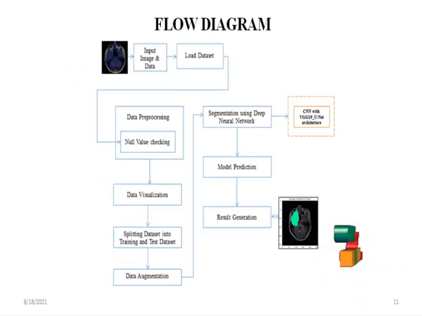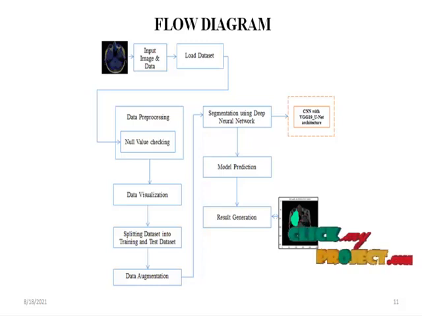Now we are going to see the workflow of the process. So this is the flow diagram. First, we take the input image and the dataset of MRI images. Then we load the dataset. After loading, we pre-process it. In the pre-processing step, we do null value checking. After checking the null values, we visualize the data, in which we show the death counts. The value 0 means there is no death and 1 is the count of death.